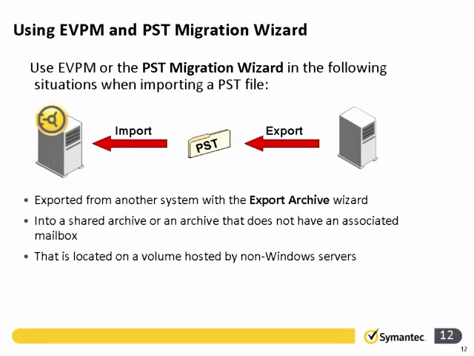So just kind of an overview of the Enterprise Vault Policy Manager and PST Migration Wizard. The times that you're typically going to use these are going to be if you've exported from another system with the Export Archive Wizard, or you're going to be archiving these PST files into a shared archive or an archive that does not have an associated mailbox with it, or if a PST file is located on a volume hosted by a non-Windows server. So as I mentioned, we're not going to go into the details of these two types of migration, but we did want to mention when they may come into play.